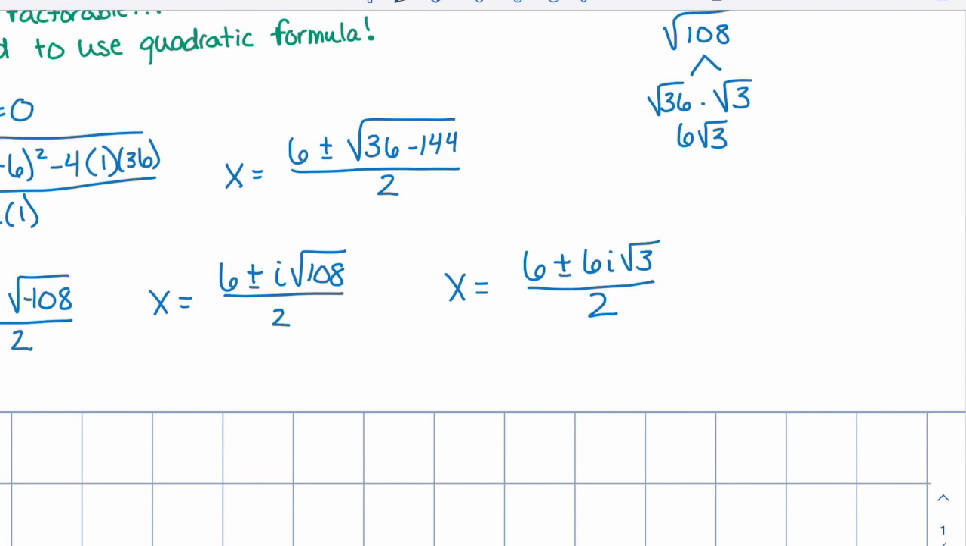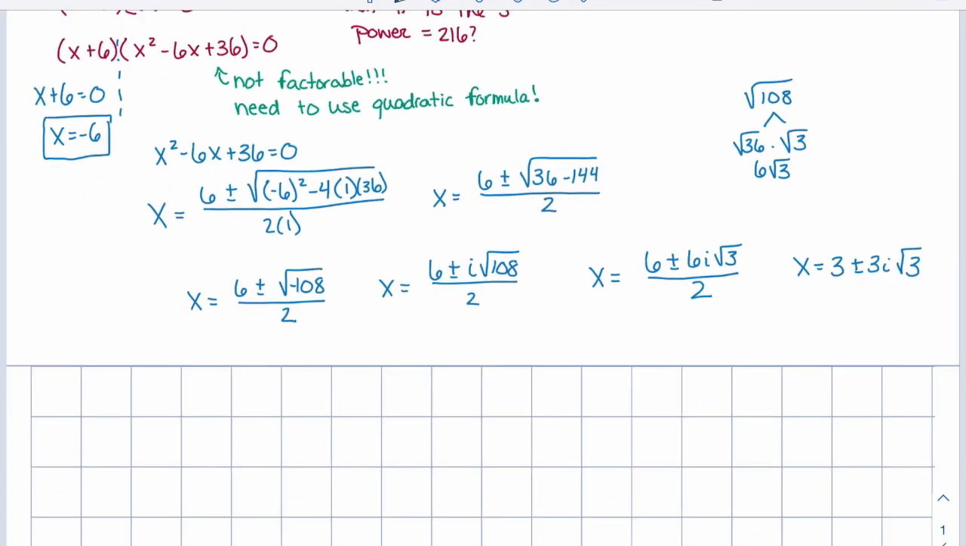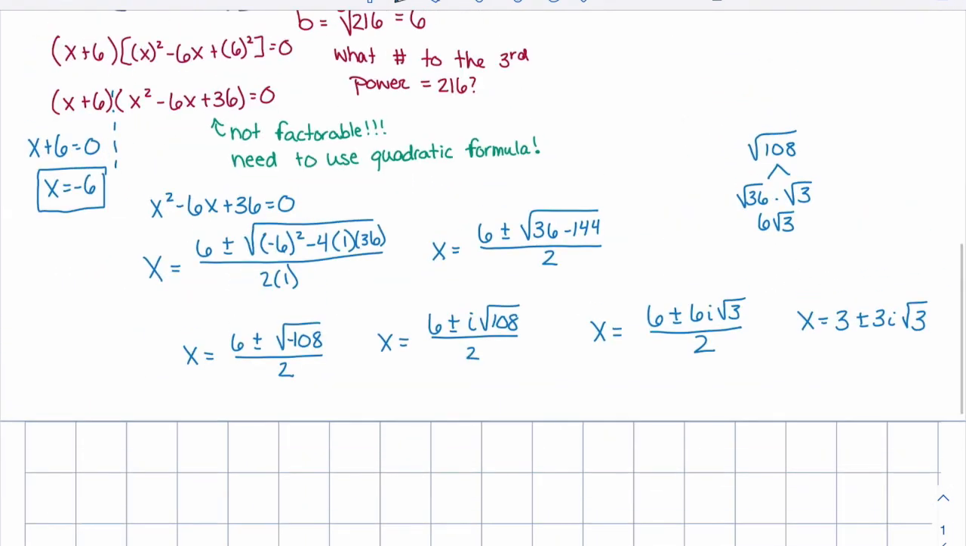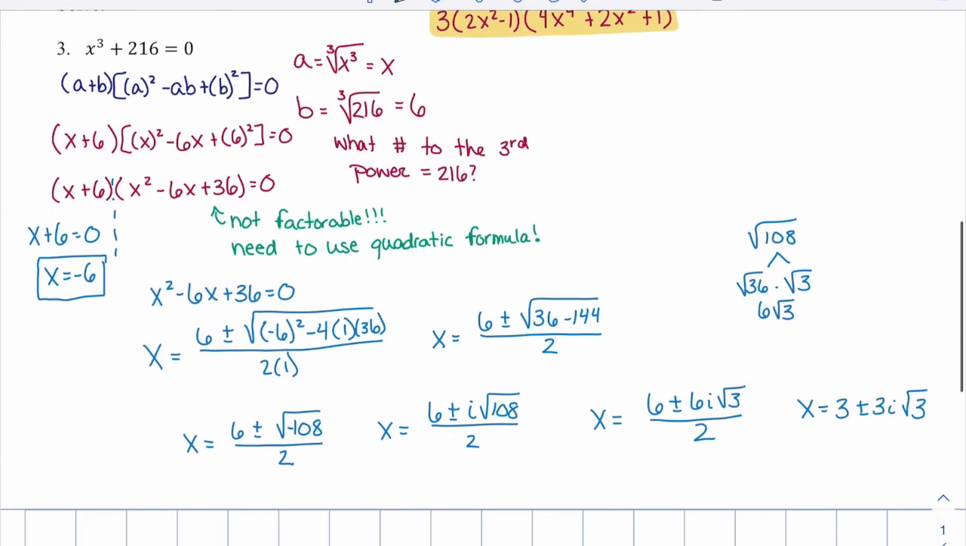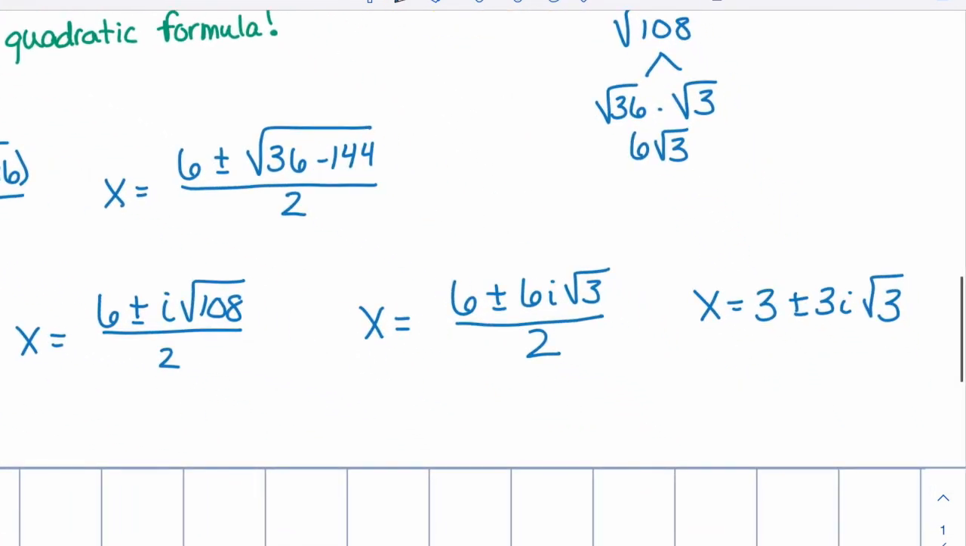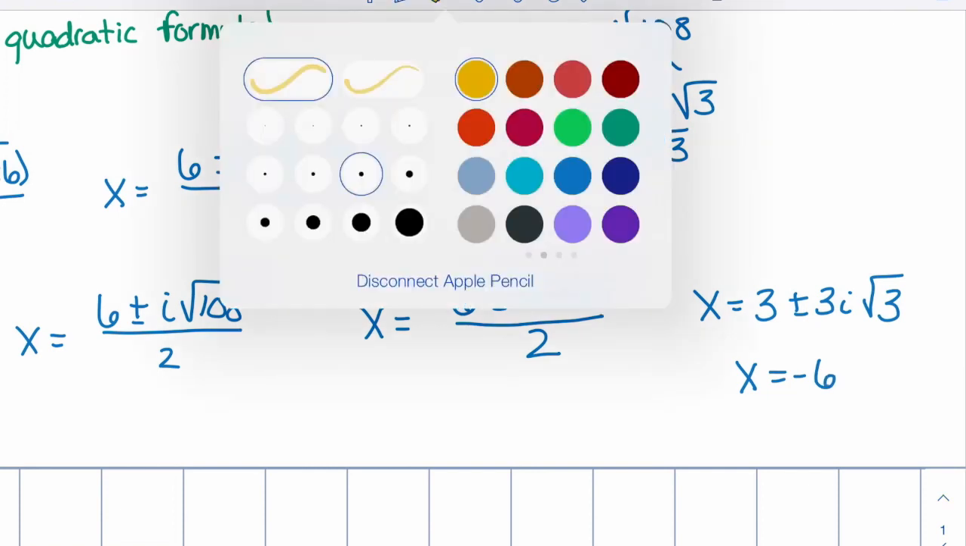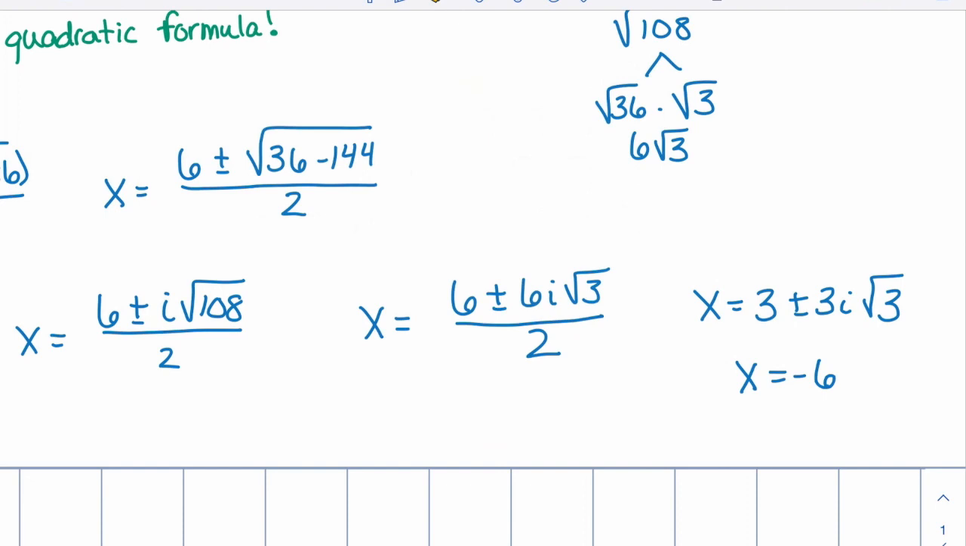Each of these whole numbers is divisible by 2. So part of my final answer is going to be 3 plus or minus 3i square root 3. So I told you don't forget about that x equals negative 6 hanging out over here. So I'm just going to carry it over and say that x equals negative 6. These are my two answers. Technically 3 because plus or minus, which makes sense because we started with a cubic. And that's sum and difference of cubes.